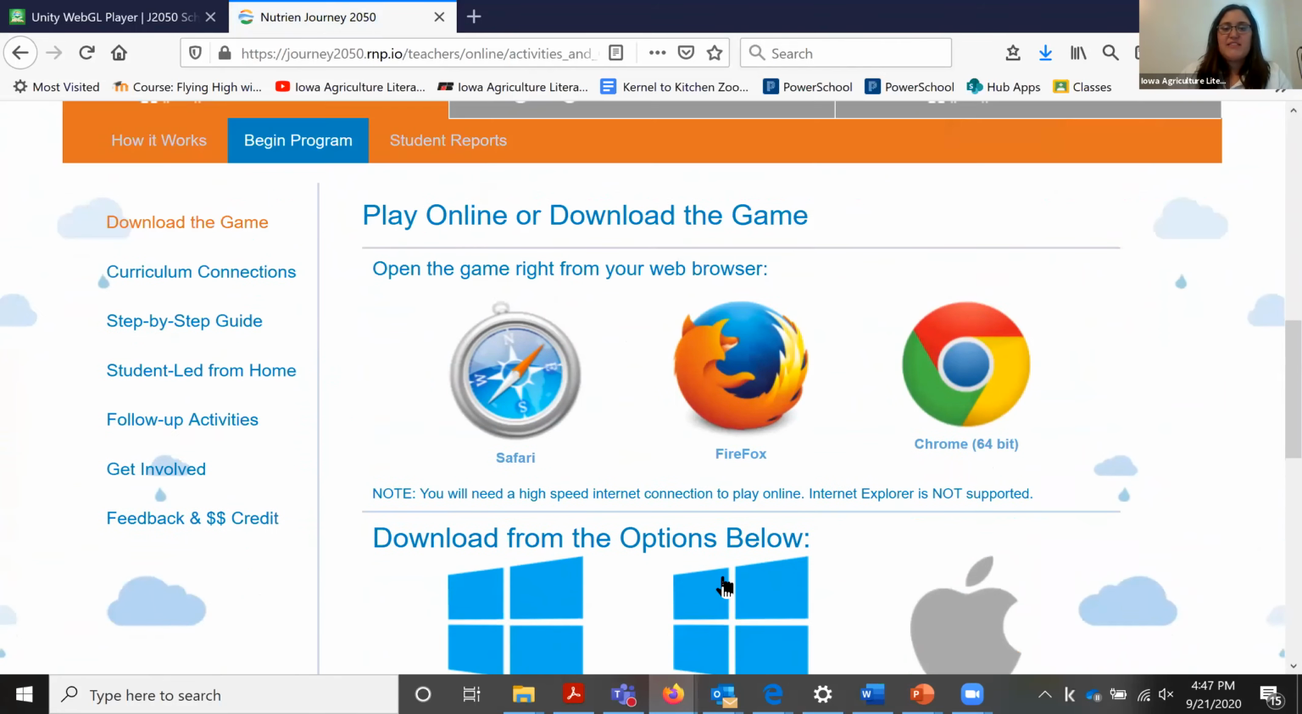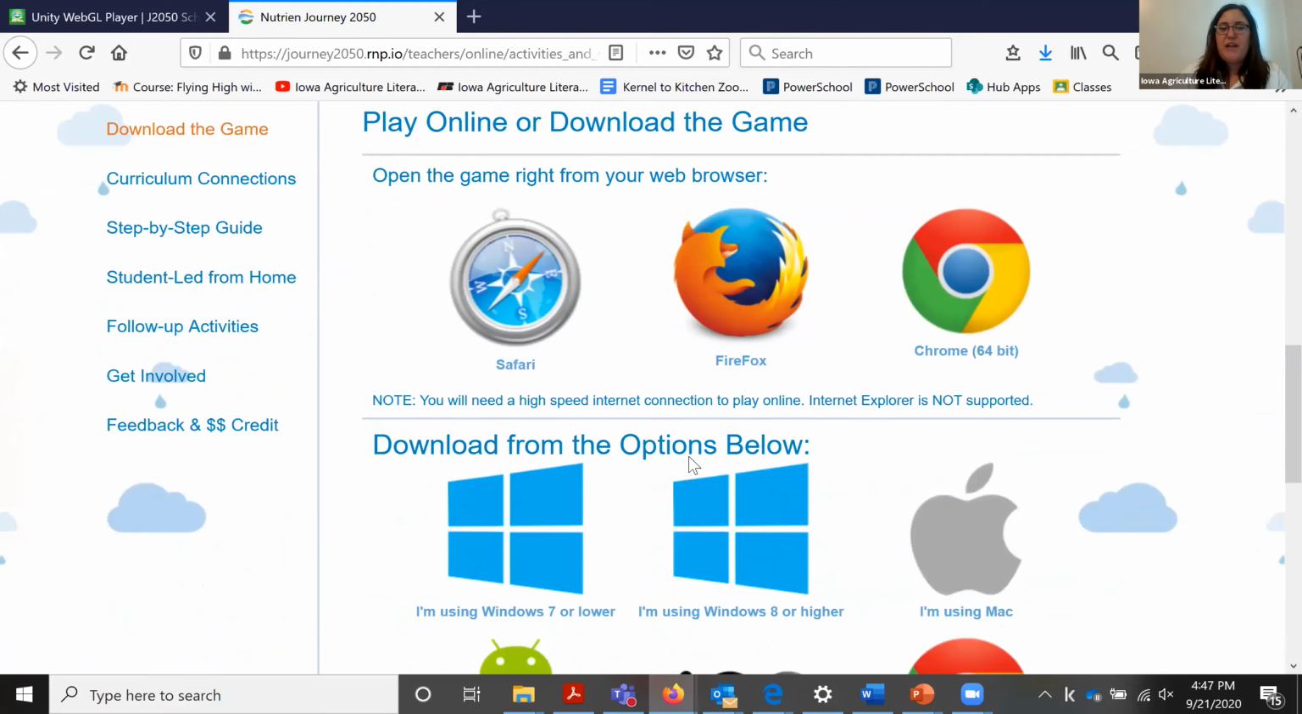And then this will pull up options of how you're actually going to play the game, how you're going to get it on the devices for students to play. There are 3 different browsers that you can choose from, and if you click the icon of the browser that you're using, it will pull up the most optimized version of the game for that browser.